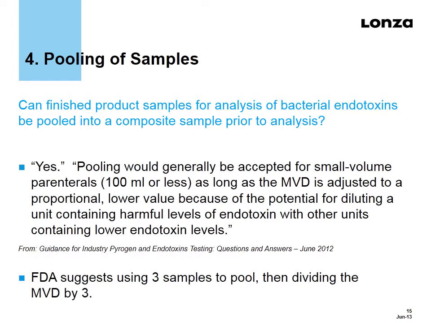The next question was regarding pooling of samples. Can finished product samples for analysis of bacterial endotoxin be pooled into a composite sample prior to analysis? And the guidance document says yes. Pooling would generally be accepted for small volume parenterals of 100 milliliters or less, as long as the maximum valid dilution is adjusted to a proportionally lower value because of the potential for diluting a unit containing harmful levels of endotoxin with other units containing lower endotoxin levels. FDA suggested in this example that if you pool 3 samples, then you divide your maximum valid dilution by 3.